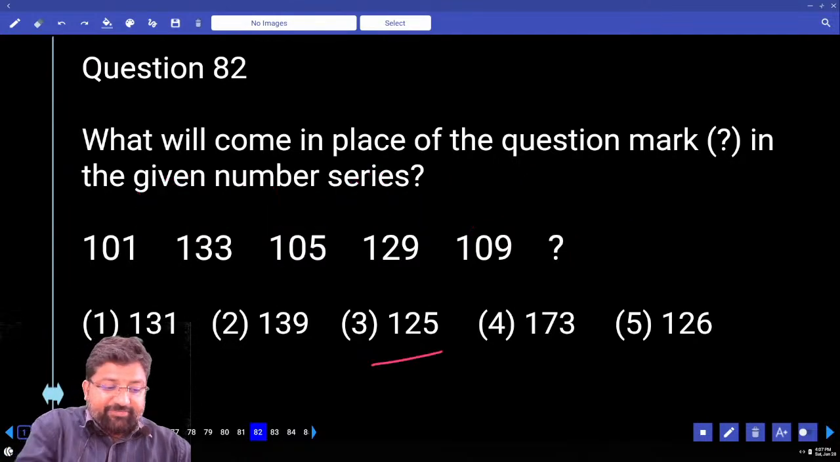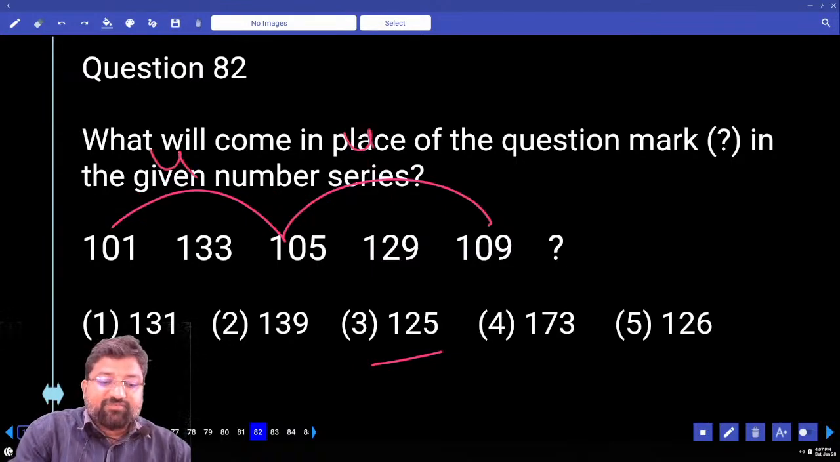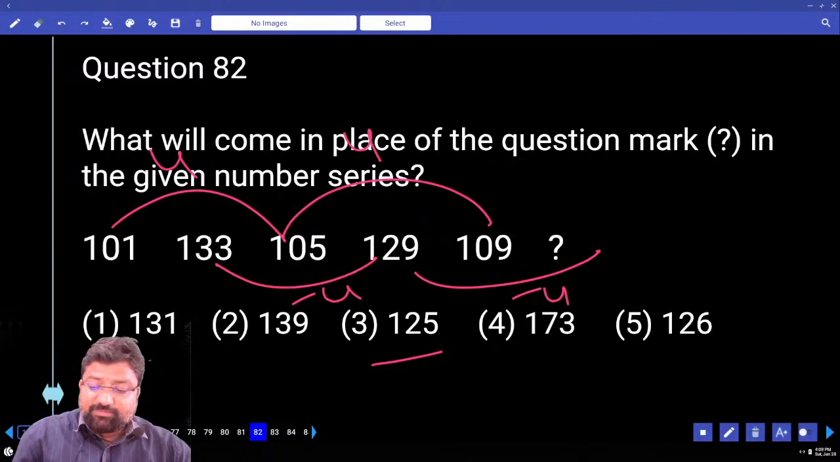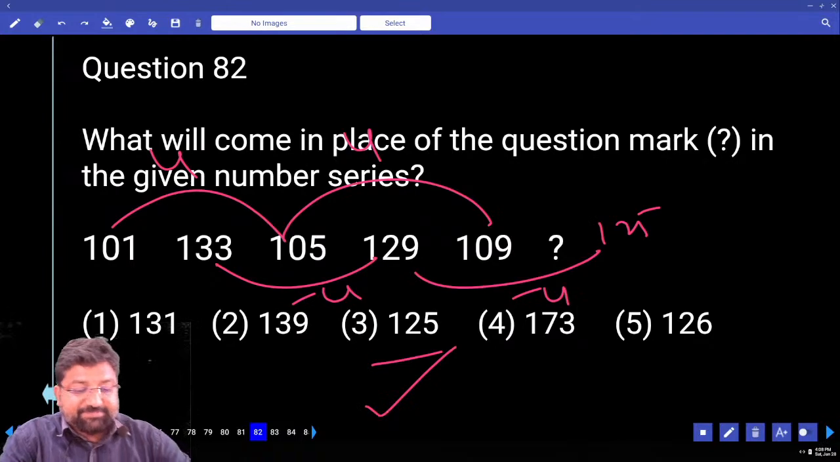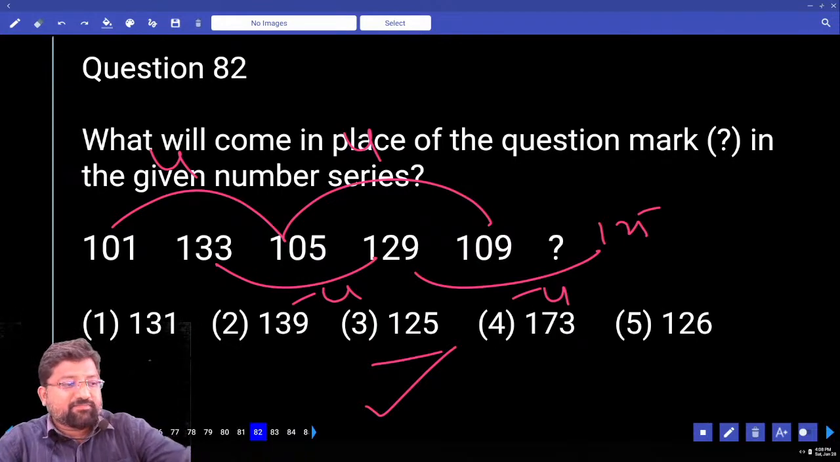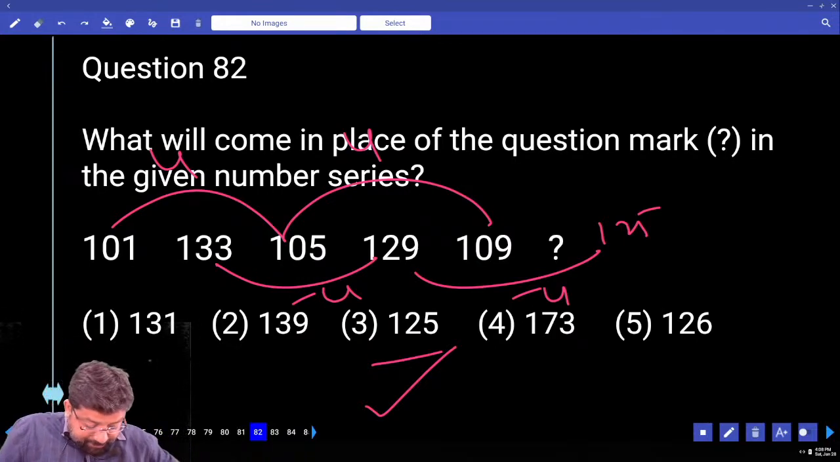Yes. And many of you are going for alternate. Happy. Here 4, here 4, here minus 4, this also minus 4. So what can it be? 125. Is it in the options? Yes. It can be anything. So any doubts? Thank you.